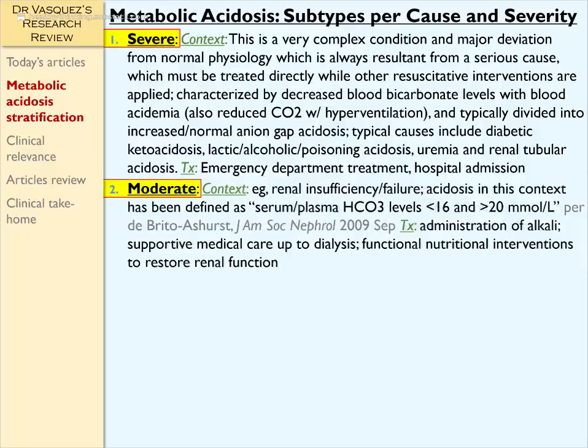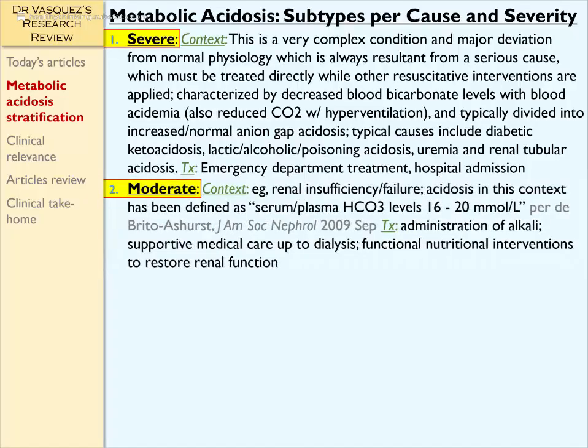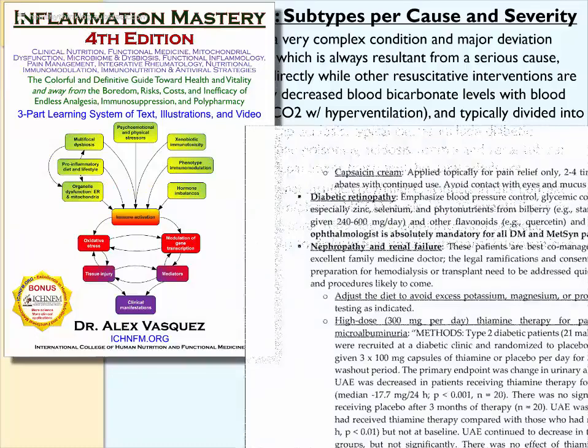Category number 2 here is a more moderate level of metabolic acidosis. We see this in patients with renal insufficiency or overt renal failure. Treatment interventions can include administration of alkali, supportive medical care up to dialysis, and functional nutritional interventions to restore renal function. I've discussed that in my books now for about 10 years, and that information is also updated in the most recent version of Inflammation Mastery.